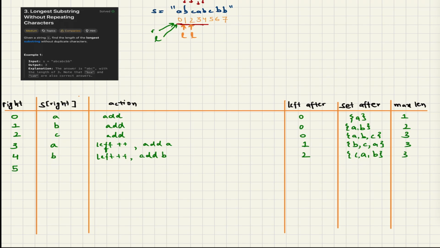Now r moves to 5. S of r, S of 5, is nothing but C. Now C already exists in this, so I'll again do left plus plus. So this becomes 3 again.